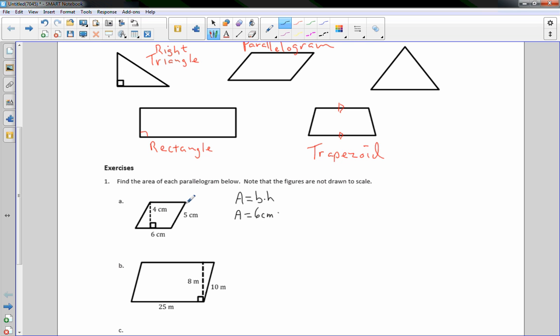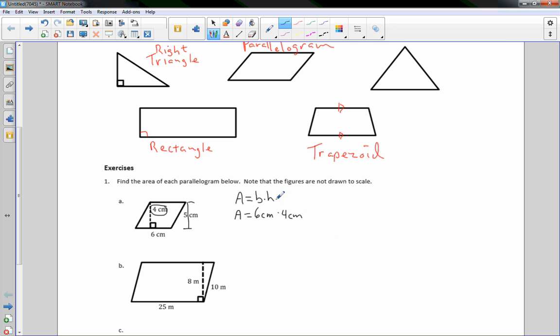This is not the height. Height is the distance from here to here, and the distance from something up here to the base down here is a vertical line. So this is my height, not the 5. 5 is my diagonal here. The height is actually 4 centimeters.